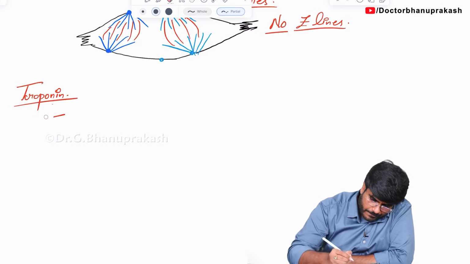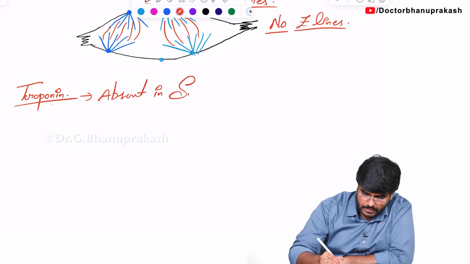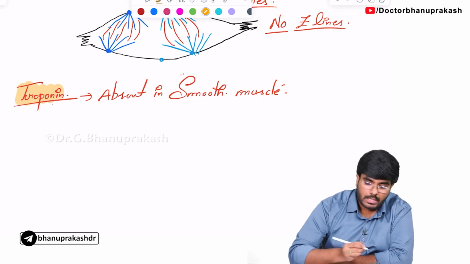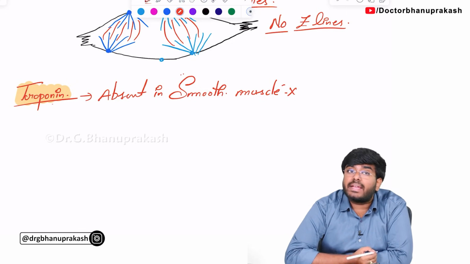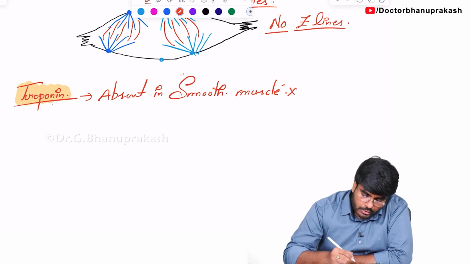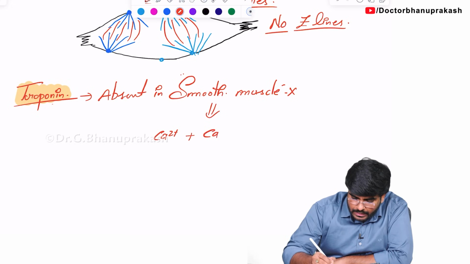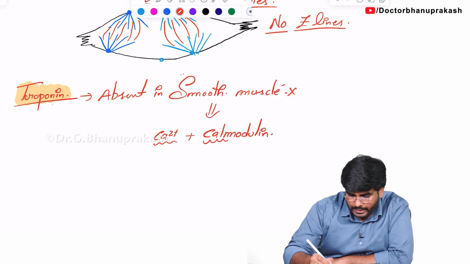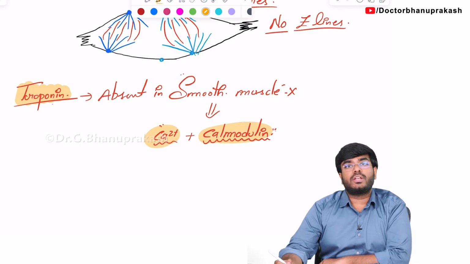There is no such thing as troponin in the smooth muscle. So now you will have a doubt: if troponin is not there in the smooth muscle, then who is going to bind with the calcium? Actually, there should be a calcium binding protein. So in smooth muscle, the calcium is going to bind with a protein called calmodulin. This is called the calcium-calmodulin complex.